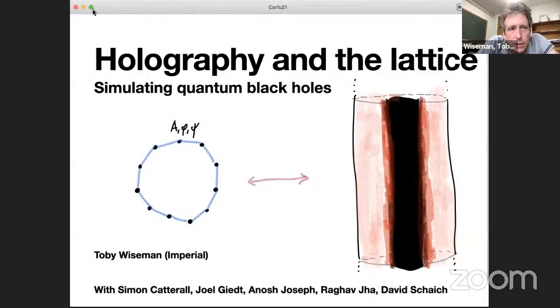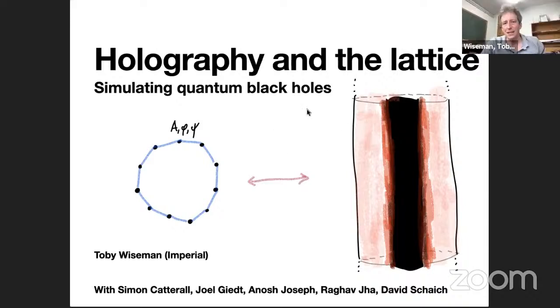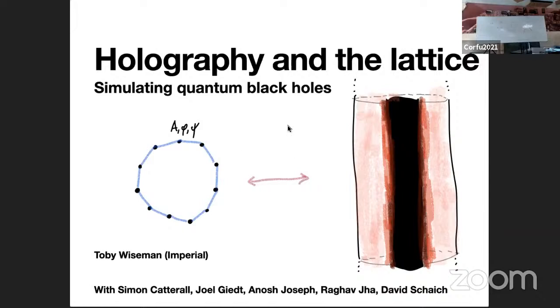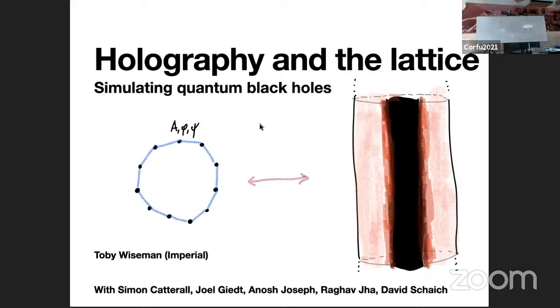Okay, great. Can you see this? The title is Holography and the Lattice. Fantastic. Can you see this pointer? That's five minutes for questions. Can you see the pointer moving here? Yes, we can. Fantastic. Great.